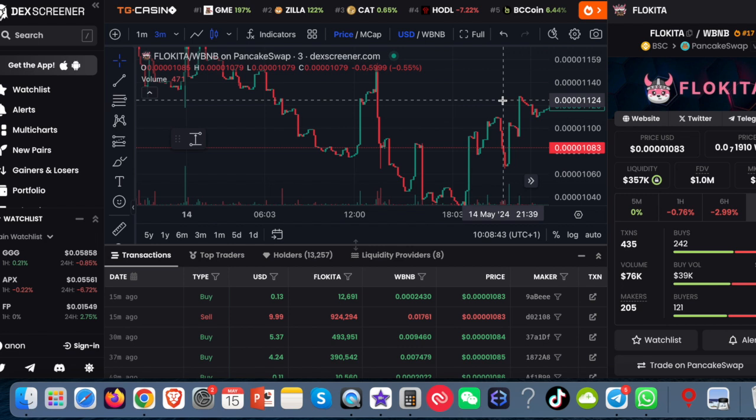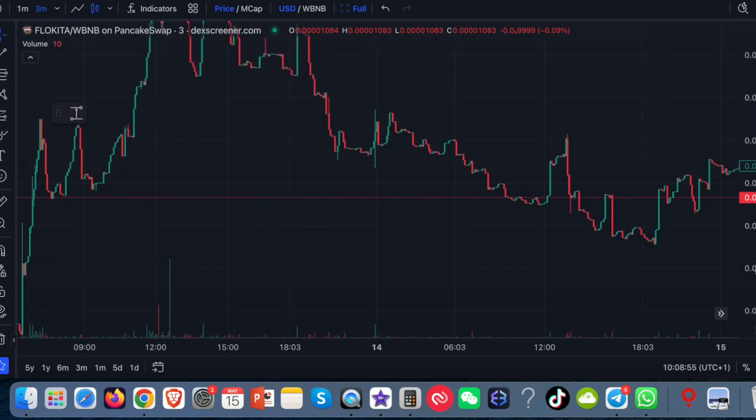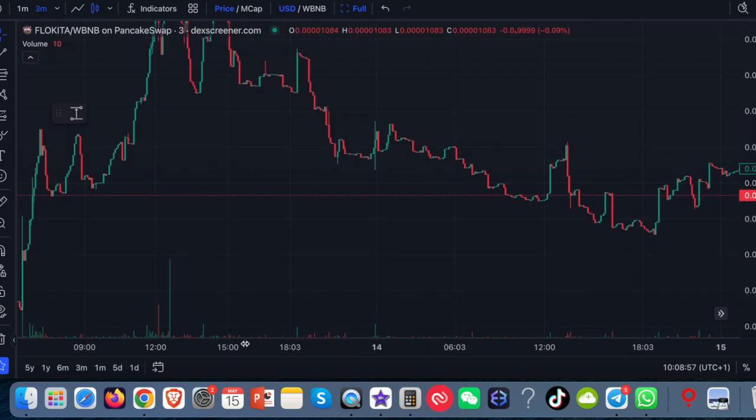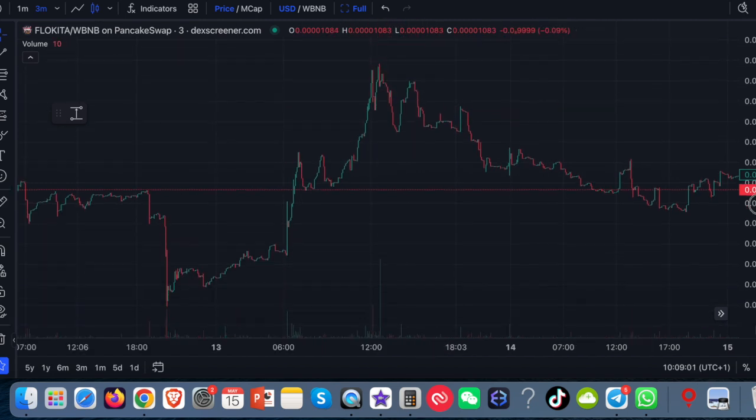Of course, you need to go over to Binance and look at the chart on Binance. But this will give you a good idea. And then at the top here, I'm just going to click on full. And if I zoom in a little bit, if we bring this down a bit here, we can see that Floki has had a big pump up, as you can see there.